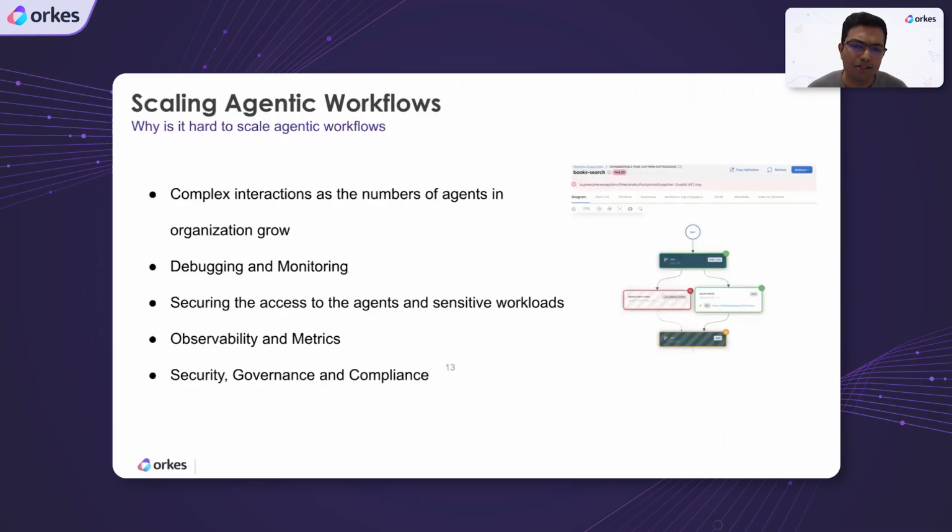So, scaling agentic workflows. Scaling agentic workflows sounds exciting until you actually try it. As the number of agents grow, so does the complexity. You're suddenly dealing with a tangle of interactions, and debugging becomes a nightmare. It's hard to know which agent did what or why something failed. Security becomes a big concern too. These agents often need access to sensitive systems. And then there's observability, right? Without the right metrics and visibility, you're flying blind.